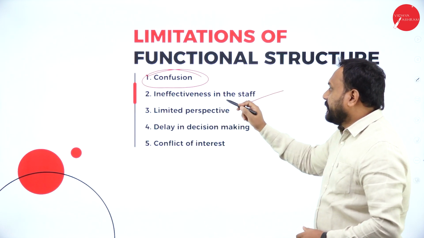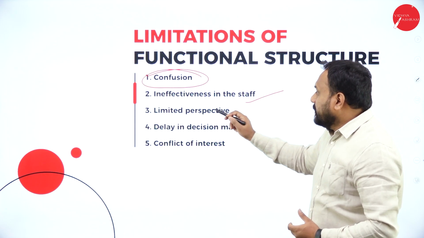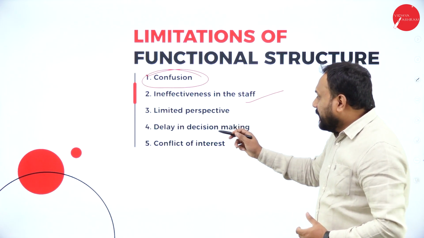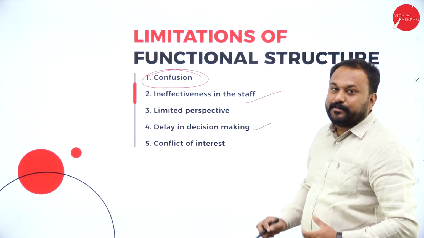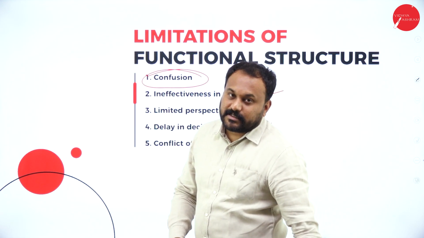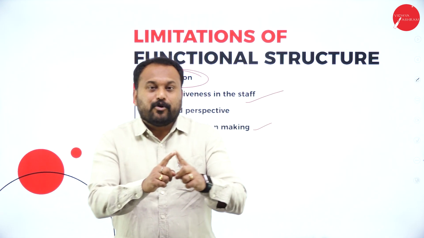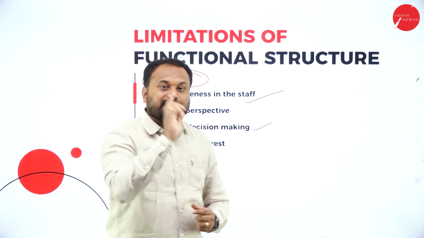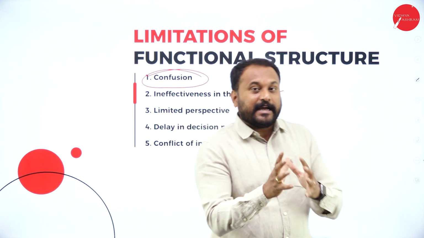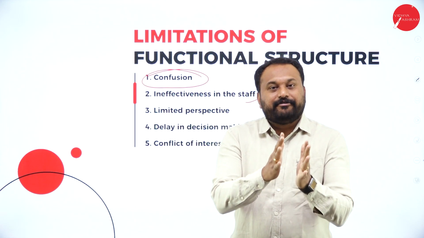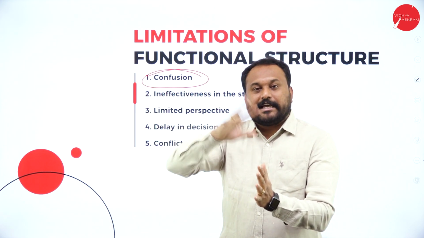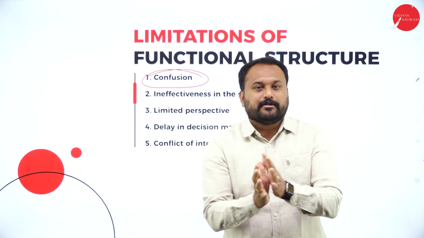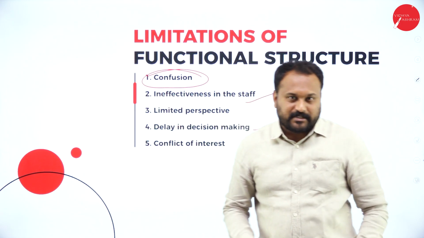Next is ineffectiveness in the staff, limited perspective, delay in decision making, and the last one is conflict of interest. Here the reason is they are only within themselves, they can't grow more, is what the limitation says. That's the reason I told you it can't be fed to the bigger company or the MNC. It can be fed only to the smaller or medium companies.